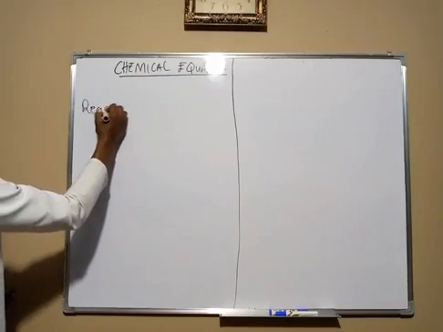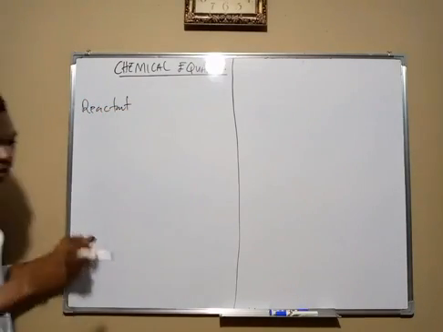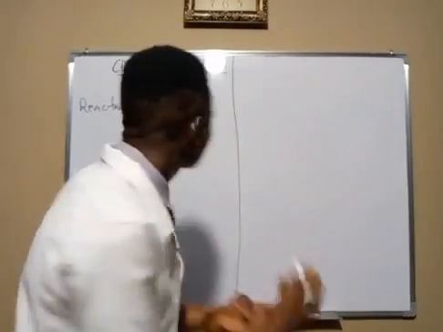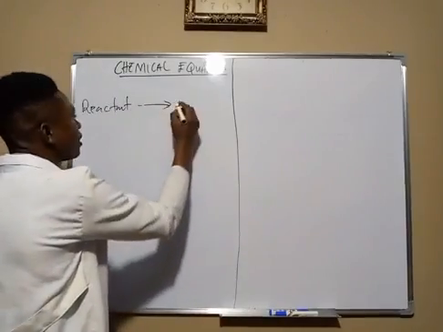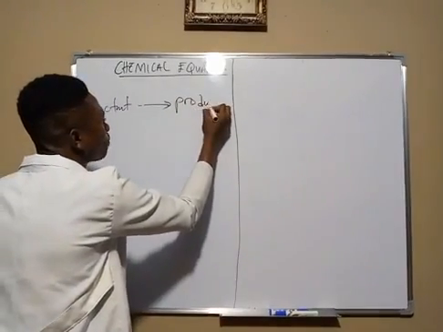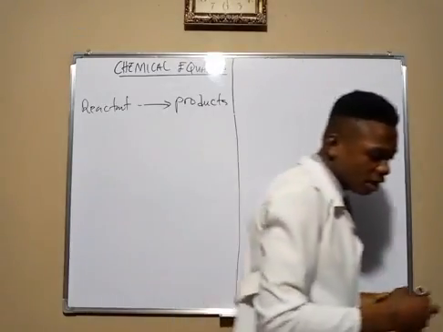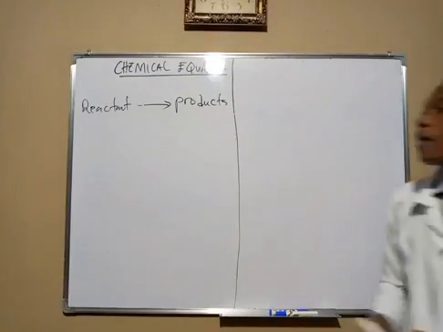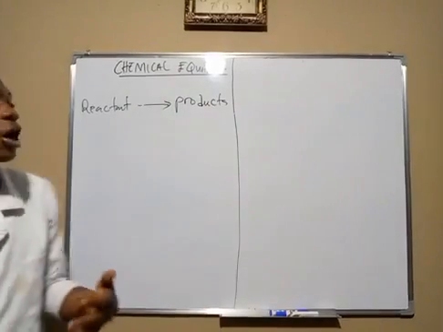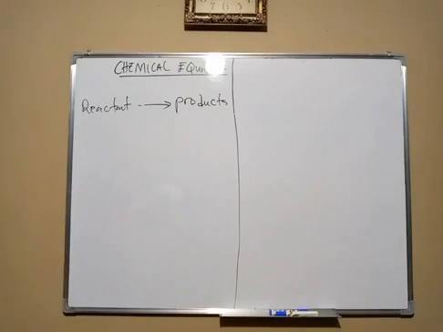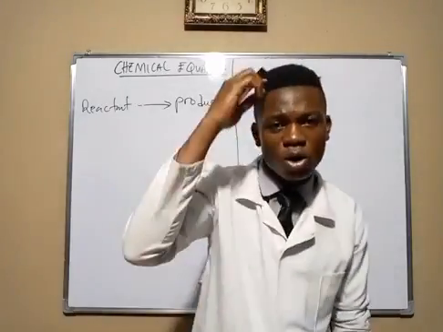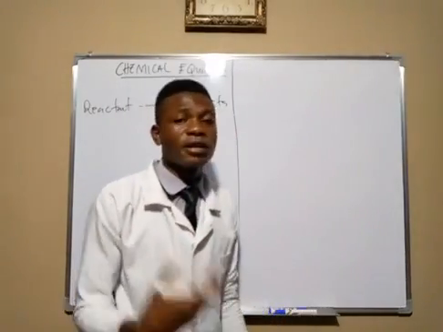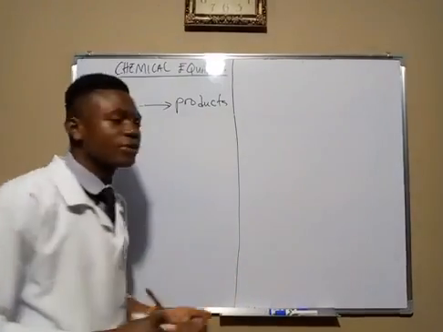So reactants, when they react, they produce products, indicated with the arrow. The arrow shows that the reactants have reacted to give the products. This is a topic that is very important that you must know in chemistry. So let's talk about these reactions now.